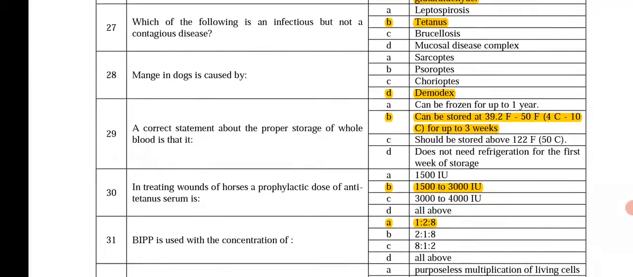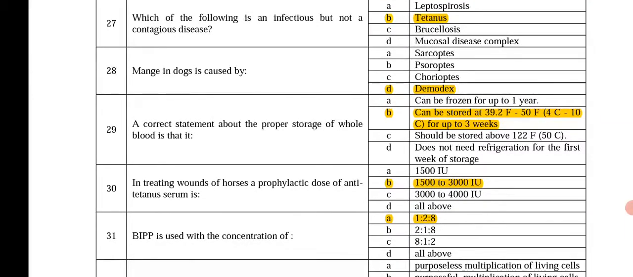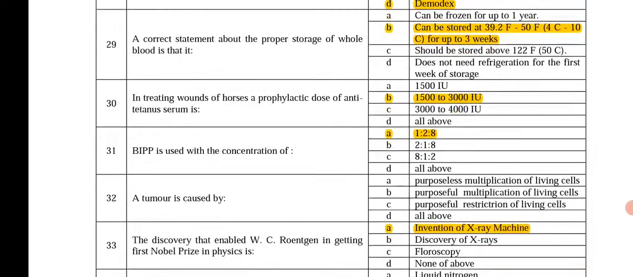The correct statement about the proper storage of whole blood is that it can be stored at 39.2 Fahrenheit to 50 Fahrenheit, 4 to 10 degrees centigrade, for up to 3 weeks. In treating wounds of horses, prophylactic dose of anti-tetanus serum is 1500 to 3000 international unit. BIP is used in the concentration of 1 to 8.